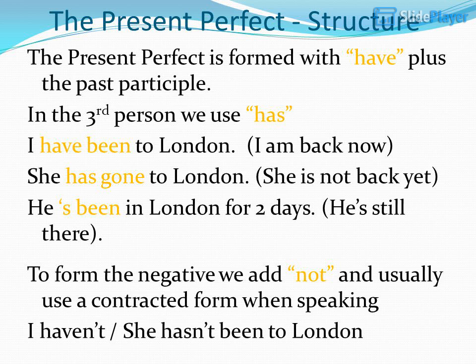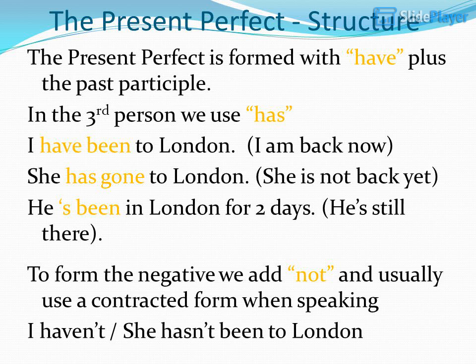The present perfect structure. The present perfect is formed with have plus the past participle. In the third person, we use has. I have been to London. I am back now. She has gone to London. She is not back yet.